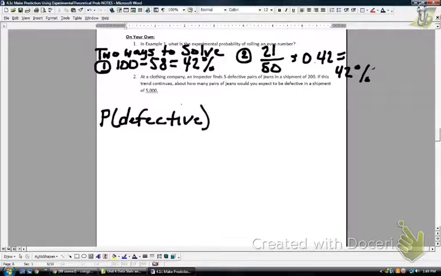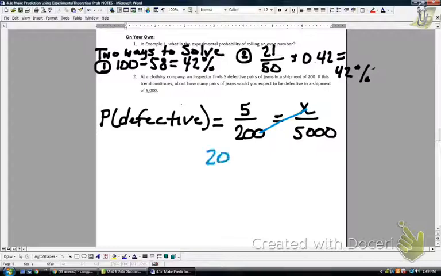So this one, we're going to make a prediction. 5 are defective out of a total of 200. And how many would you expect? So that's what I'm trying to find, out of a total of 5,000. So on your calculator, if you haven't done so already, cross the equal sign and multiply.